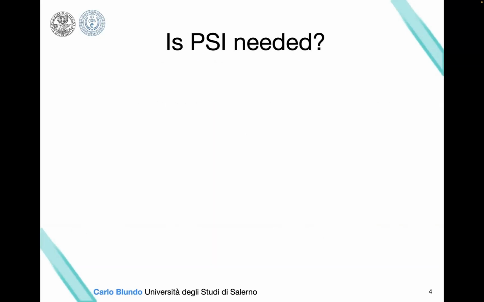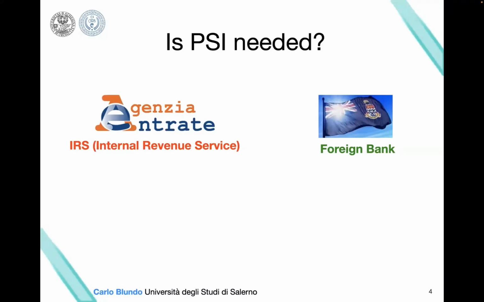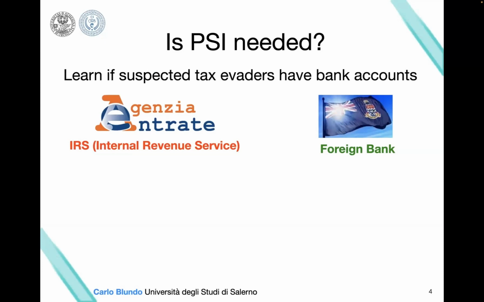But do we really need to compute set intersection in a privacy preserving way? Let me give you a couple of examples. Assume that we have the IRS, the Internal Revenue Service. In Italy, we have the Agenzia delle Entrate, and we have a foreign bank, and the Agenzia delle Entrate wants to learn if suspected tax evaders have a bank account. So the IRS has a list of possible tax evaders. The foreign bank has a list of their customers, and they want to jointly compute the intersection of the entries they have.